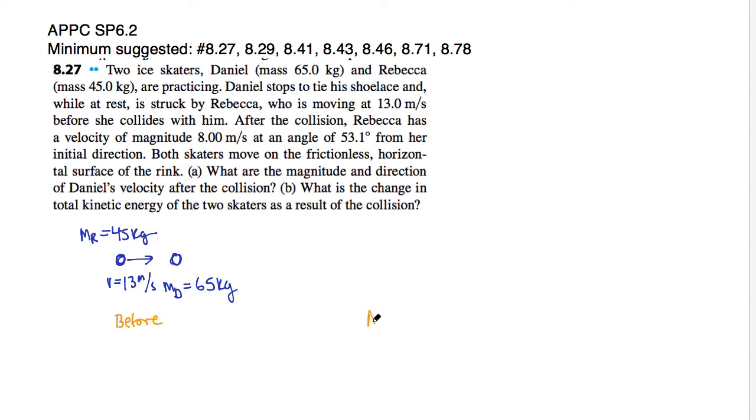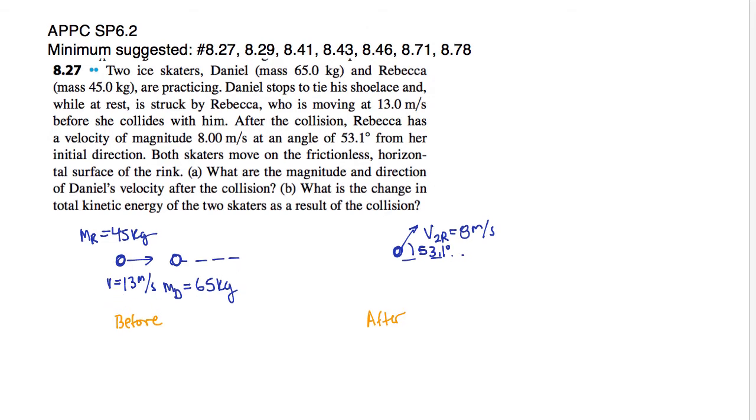After the collision, it is revealed that Rebecca is now moving at 8 meters per second. So we'll say this is V2 of Rebecca, moving at 8 meters per second at an angle of 53.1 degrees from her initial direction. So this was her initial direction, in the horizontal direction.